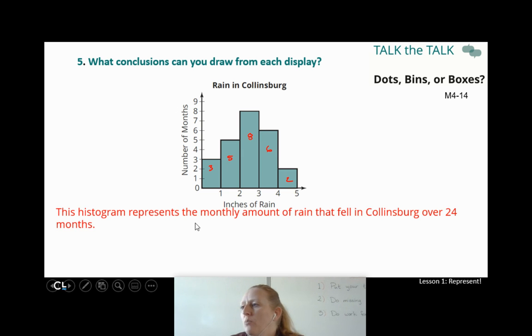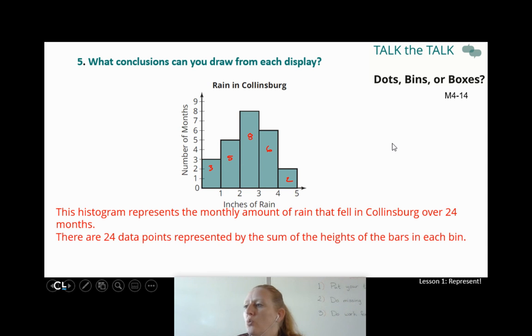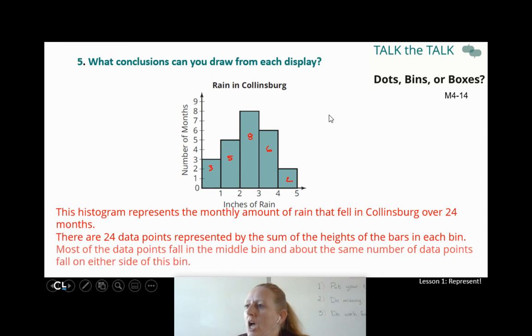So the histogram represents the monthly amount of rainfall that fell in Collinsburg over 24 months. Because if you add these up, 3 plus 5 is 8, plus 8 is 16, 22, 23, 24. This is actually over the course of 2 years. Oh. Okay, so over the course of 2 years, this many months got this much rainfall, and on and on. So there are 24 data points represented. If we add up all those bars, right, that's 24 months.